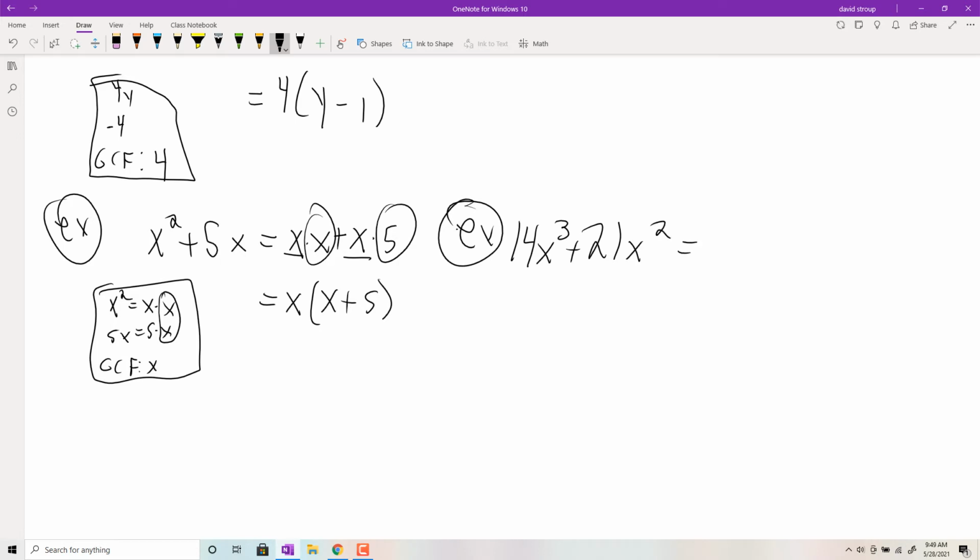Okay, so the GCF, the biggest number that will divide 14 and 21, I think that's 7, right? So sometimes I'm guessing. I don't know exactly. And usually, even if I get it wrong, I can kind of go back and fix it. The biggest variable that will divide x squared and x cubed will just be x squared. So you can factor both of these into 7x squared times 2x plus 7x squared times 3. And then you're pulling out the 7x squared, and you're left with 2x plus 3.